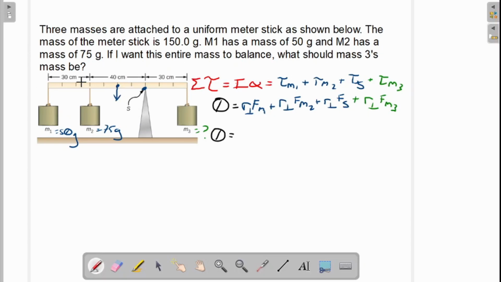The radius to the first mass from here to here is 70 centimeters or 0.7 meters. The force is going to be M, which is 0.05 kilograms times 9.8, or g. I'm going to leave it as g for now. You'll see why in a second. Plus 0.4 times the 0.075 of M2, again, times g. These being M times g, which would be my force of gravity exerted by these strings. And I can continue on.